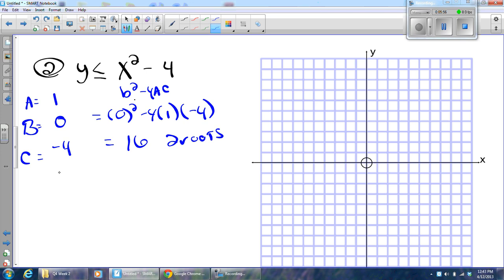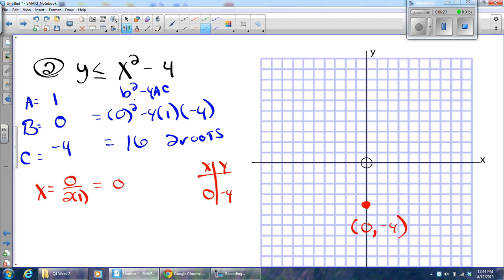I'm going to go find my vertex. X is going to equal 0 over 2 times 1, which is just 0. In my t-table, 0 will yield an answer of negative 4, so my vertex is at (0, -4). I know it's opening upward because A is positive, and so I'm going to put (0, -4) on there.